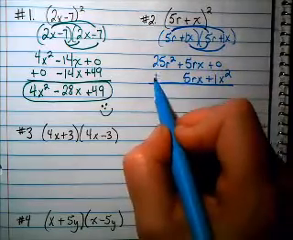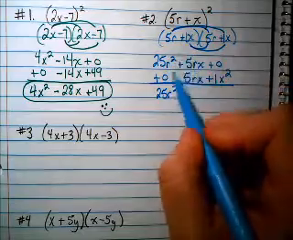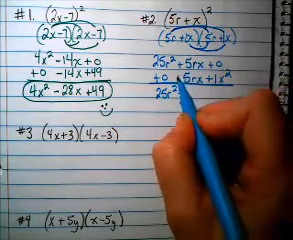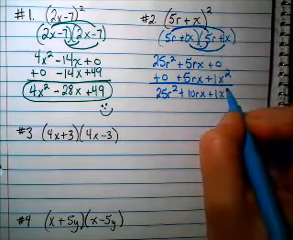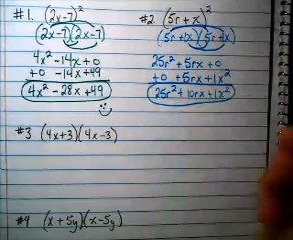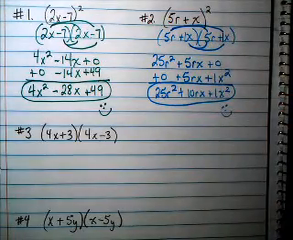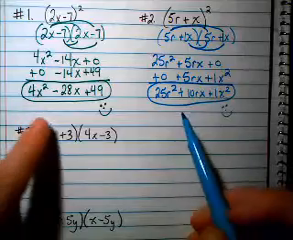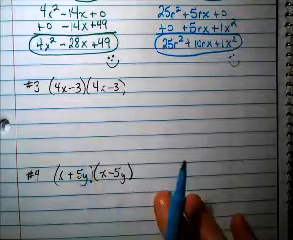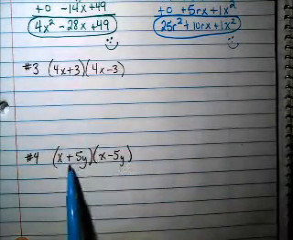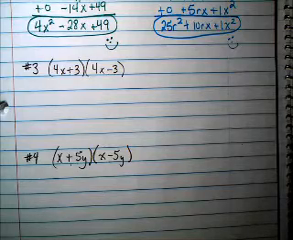Add zeros for your placeholders and bring your answer down. That'll be 25r squared plus 10rx plus 1x squared be your answer. If you get that right, give yourself a smiley face. Realize with the squares we had trinomial answers. On number 3 and 4 we have different signs in our binomials, so we'll have a binomial answer on these problems.